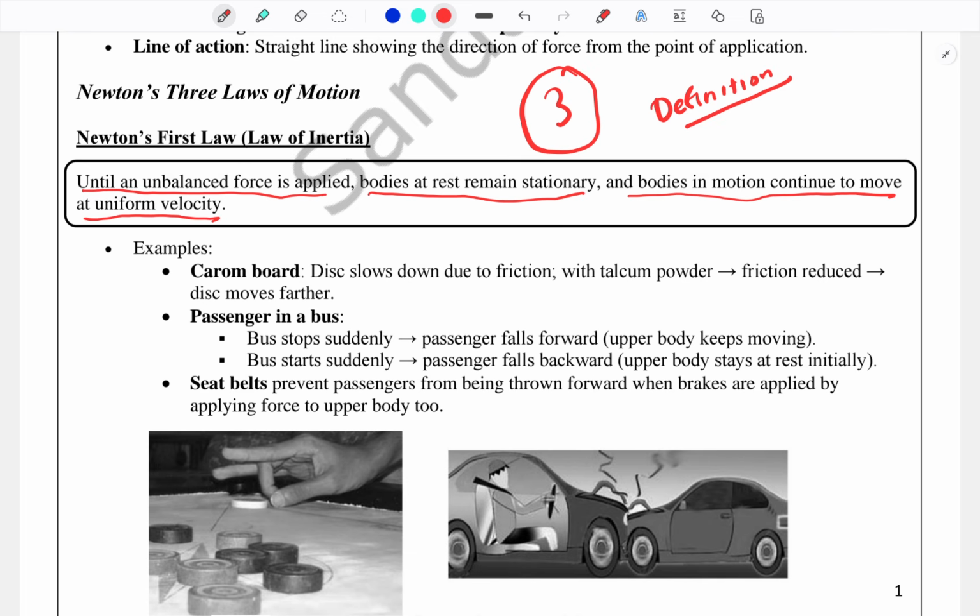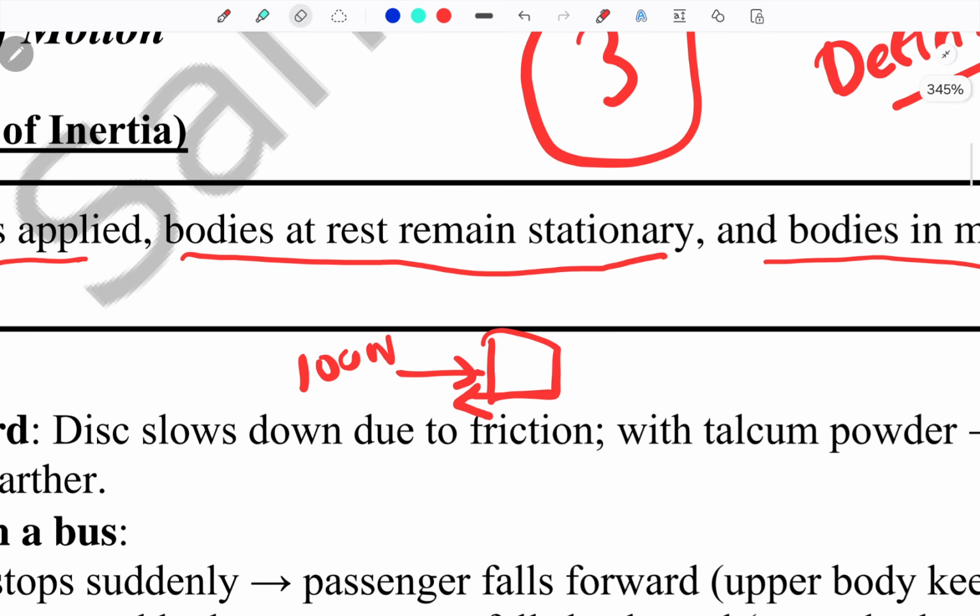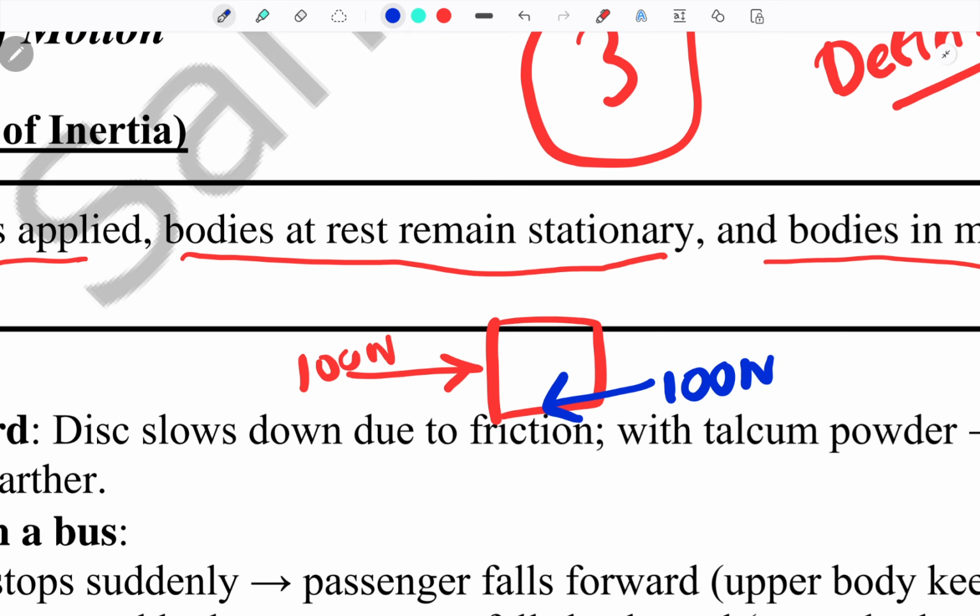Anyway, let's break down this first part: until an unbalanced force is applied. When we were discussing previously, I said what an unbalanced force is. Think there is an object, you are giving 100 Newton force to this one. I said the floor is also trying to give a resistive force against your motion. I think you guys can remember. You are giving 100 Newton, but this floor is trying to give a resistive force. Think it's also giving 100 Newton.